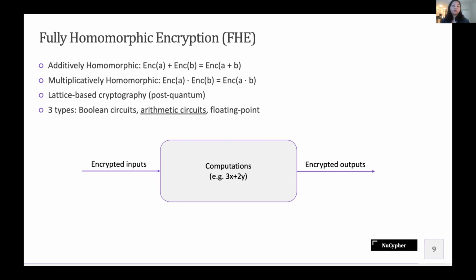Something special about fully homomorphic encryption is that it uses lattice-based cryptography, which is different from all the other constructions. And another thing to note is that there are 3 different categories of fully homomorphic encryption, depending on how they model computation. You have Boolean, you have arithmetic, and you have floating point. And we will be looking at arithmetic. On the bottom is just a diagram illustrating how FHE works. You have some encrypted inputs. You can perform computation directly on these encrypted inputs and get encrypted outputs.